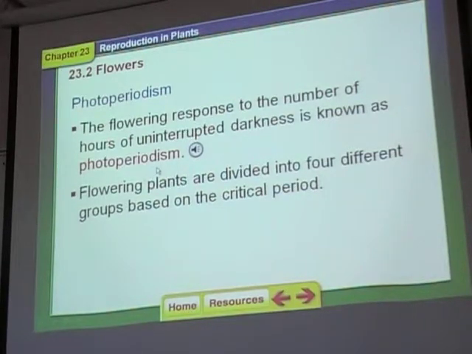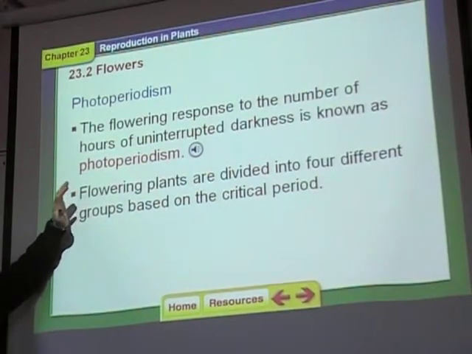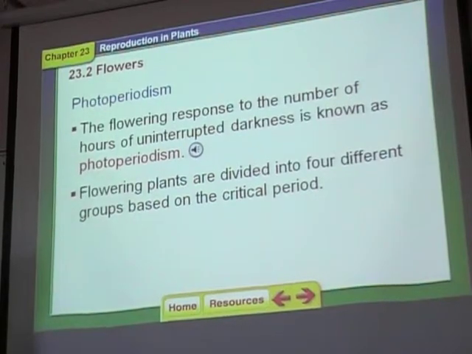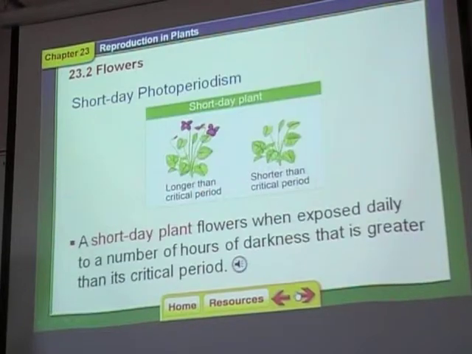Plants have a way of seeing how long the day is. It's a special pigment that they have in their leaves. It's called phytochrome. And phytochrome is a chemical. When sun shines on it, it changes. And the plant can look at that chemical and see how much it's changed to see how long the day length is. And we are going to categorize flowers into 4 different groups based on how they flower.